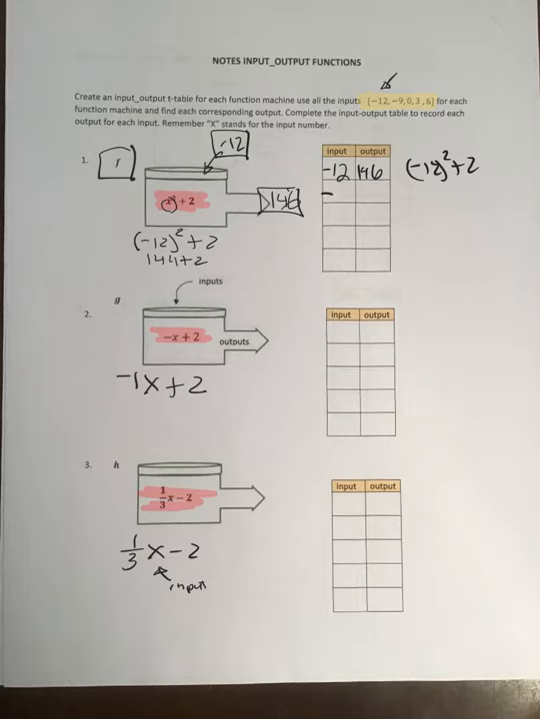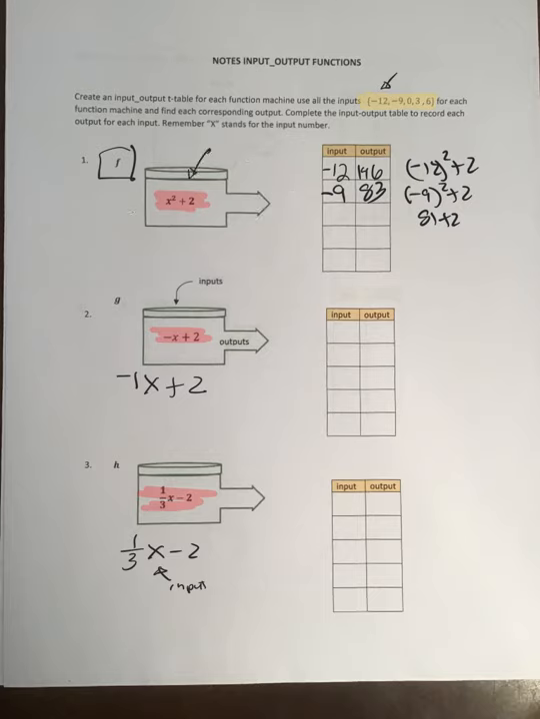Now let's plug in -9. -9 squared plus 2, because it says the input squared plus 2, right? The input squared plus 2. So -9 times -9 is 81, and 81 plus 2 is 83. So again, when you plug in -9 into this machine, and then you take the input and square it and add 2, you get 83 comes out of the machine. So it's input, output, input, output.